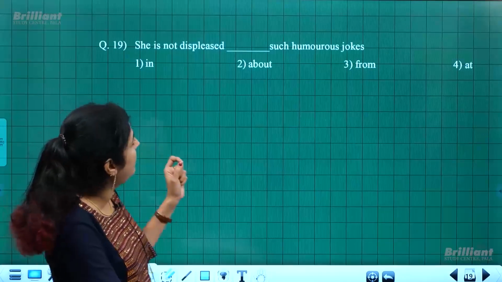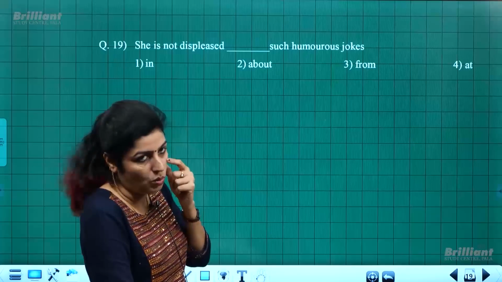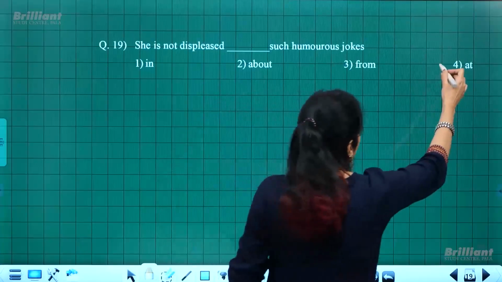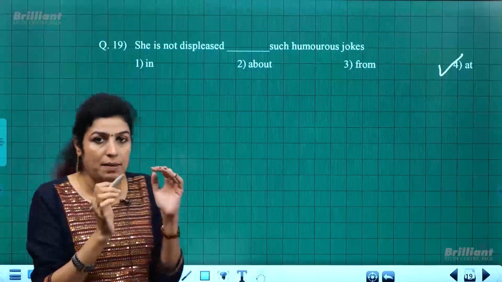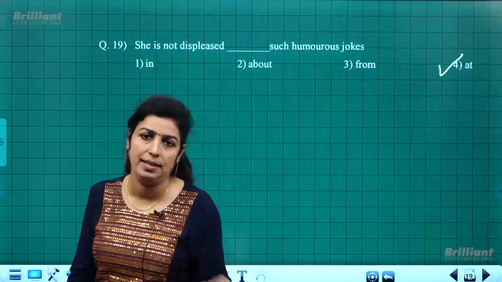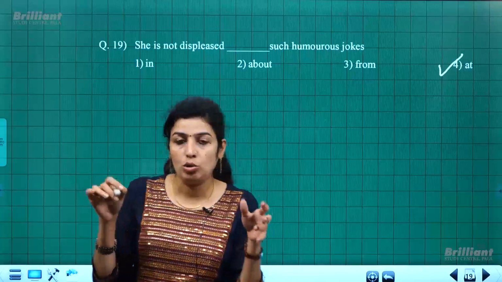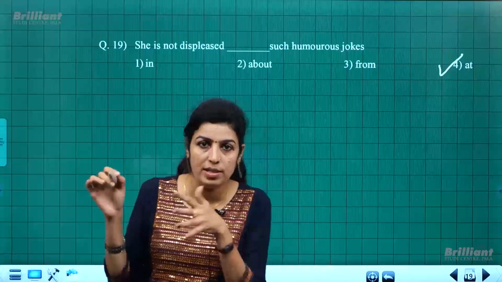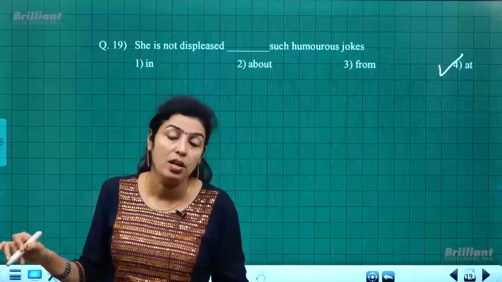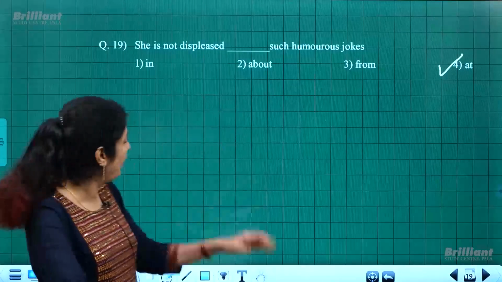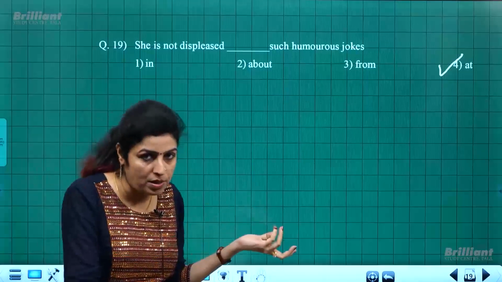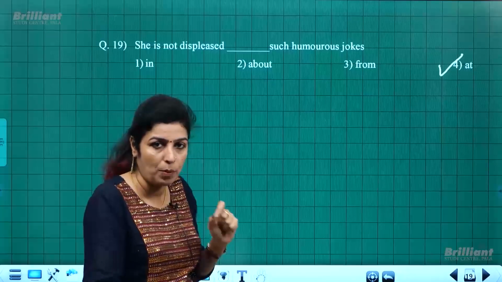Next, she's not displeased dash such humorous jokes. Is it in, about, from, or at? Actually the best, applicable one is at. Okay, at something is proper. One example is, very often we say that she's not good in studies, but that is a wrong sentence. With the word good, to show one's expertise in something, do not use the word in. Instead, you have to say good at studies, good at singing. She's good at singing, she's good at cooking. Do not say she's good in singing or in cooking. In the same way, she's not displeased at such humorous jokes. Not about. About could be used for a person, but since we do not have a person here, it's at. So at is the proper preposition.